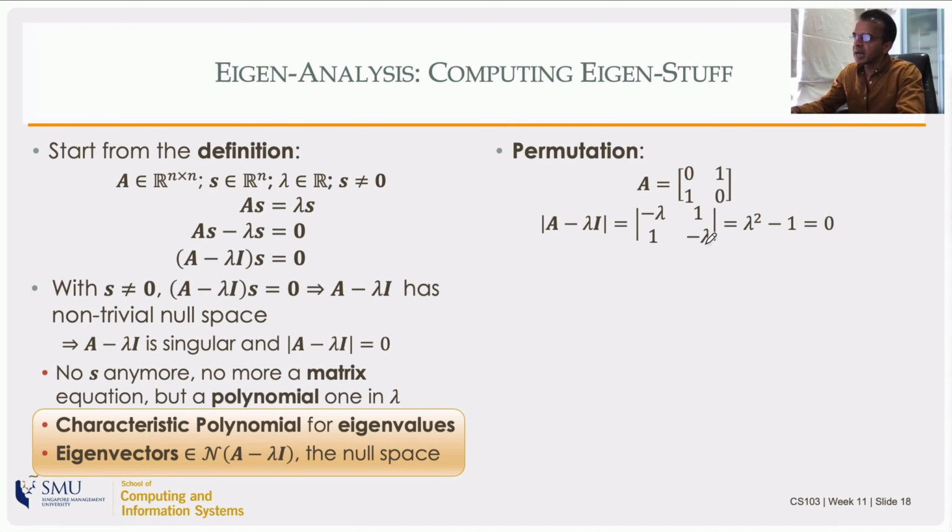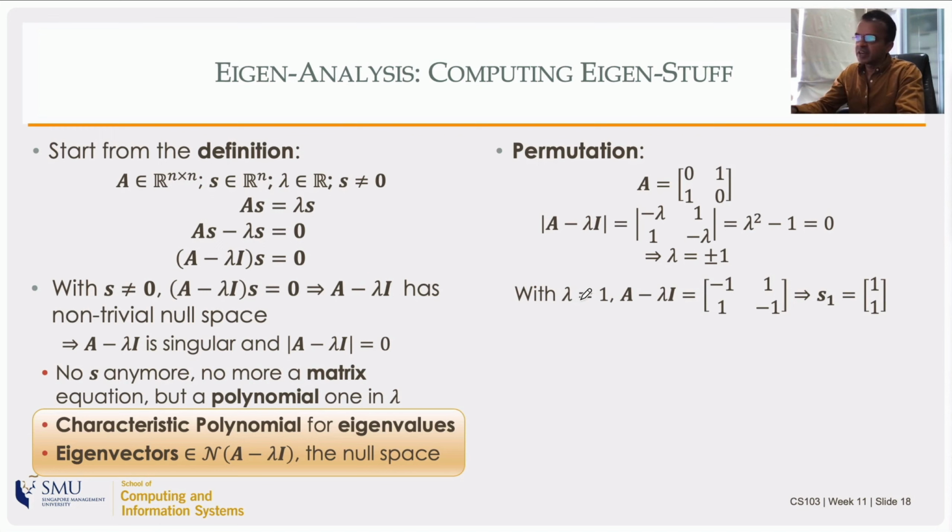The determinant is lambda square minus 1 equal to 0. That is the characteristic equation: polynomial here and the equation there. And the roots of that would be lambda square equal to 1, so lambda is plus or minus 1. Those are the eigenvalues that we got for the permutation matrix.